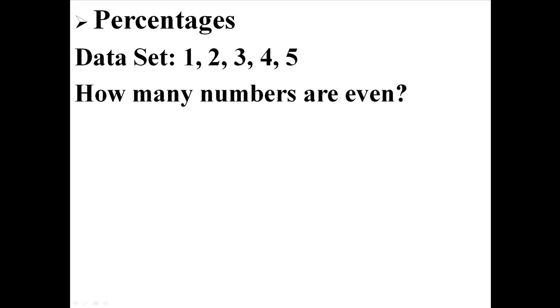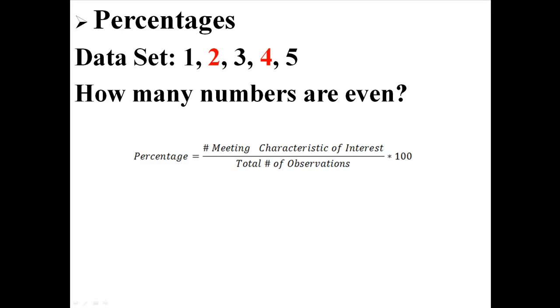I could ask you a question like, how many numbers are even? Well, it's pretty obvious. The 2 and the 4 are even. But we could make that into a percentage. A percentage is basically the number of things meeting the characteristic of interest divided by the total number of observations times 100. That might sound kind of weird, but let me show you this.